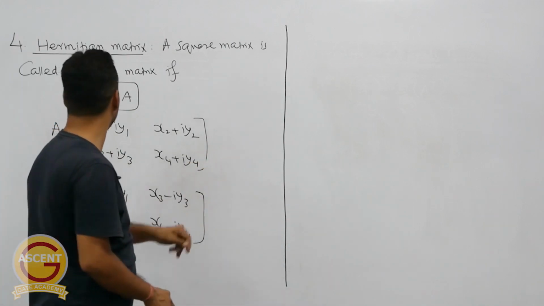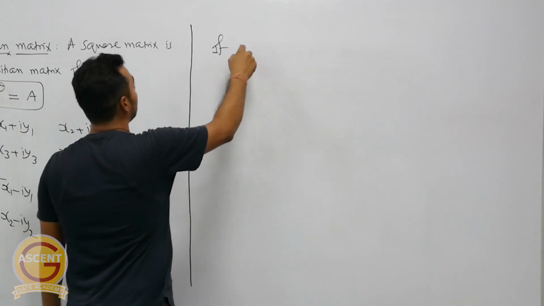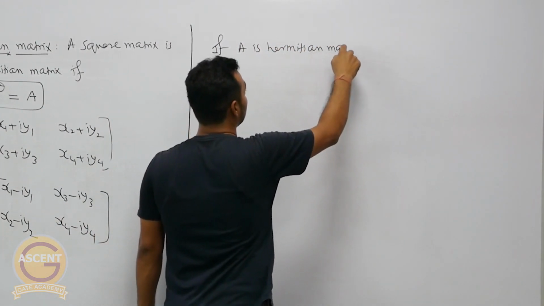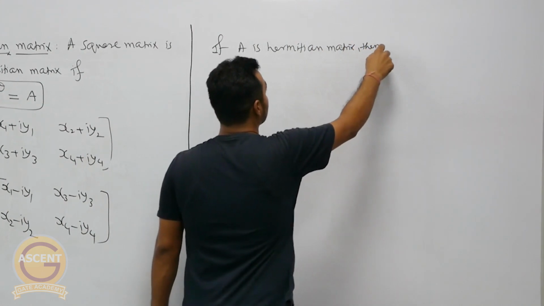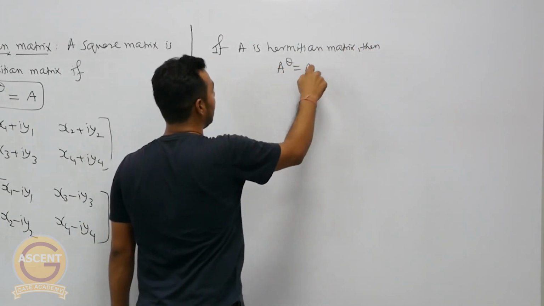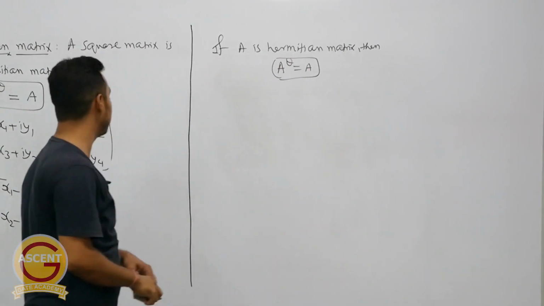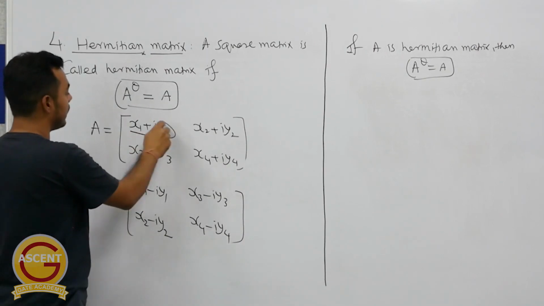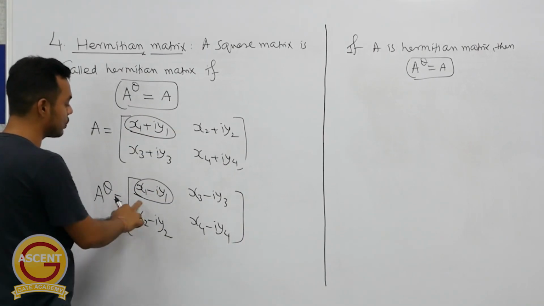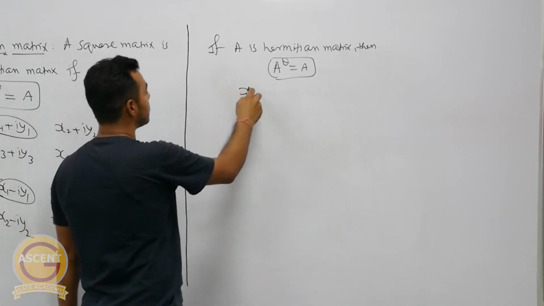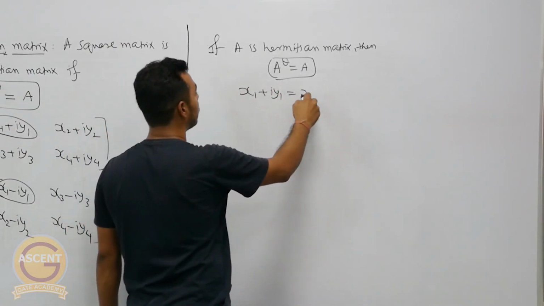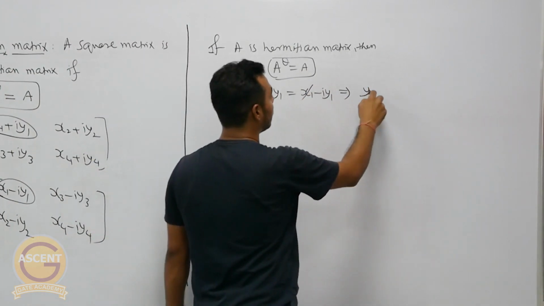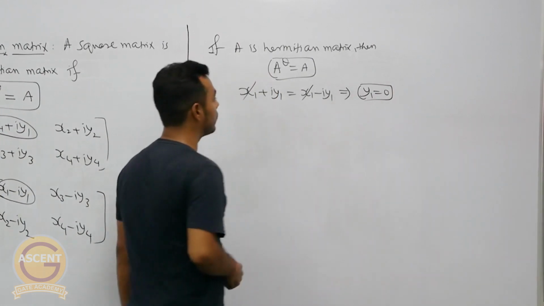Now the question is, if A is a Hermitian matrix, then the conjugate transpose of A will be equal to matrix A, right? If A is Hermitian, then it means these two matrices are the same. So if these two matrices are the same, this means this element x1 plus iota y1 has to be equal to x1 minus iota y1. So I can write x1 plus iota y1 equals x1 minus iota y1. This means x1 will cancel, and from here I will get y1 equals 0. So this is a very important result.